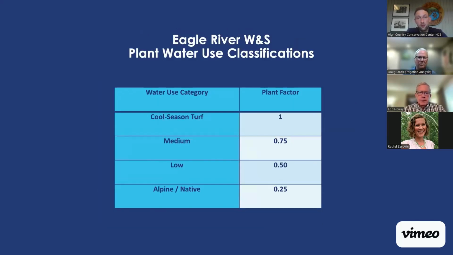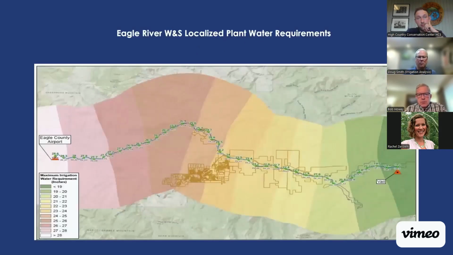And here is the Eagle River Water and Sanitation's classification. They have 4. And if you notice, the cool season turf here is a factor of 1 versus on the previous screen, it was 0.9. So it's all relative to where you're at and what that plant factor is, but that just gives us a target of what to use. In this one, we're saying our plant factor is 1, so we're not adjusting that ET from that reference. So that's a high water use plant material. That's what we're trying to manage a little bit better.